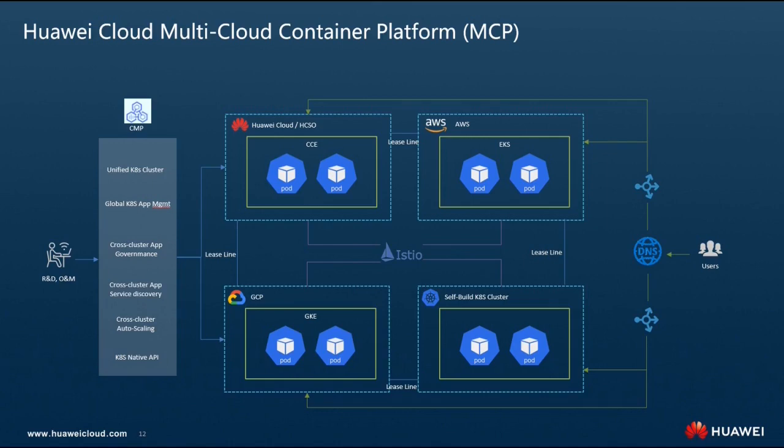Cross-cloud disaster recovery. To cope with failures of a single cloud, MCP allows instances of an application to run on multiple clouds. When one of the clouds is down, other available clouds will take over instances and traffic from this cloud within seconds. In this way, service reliability is greatly improved.